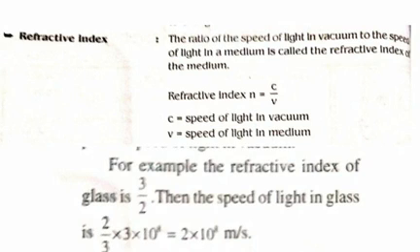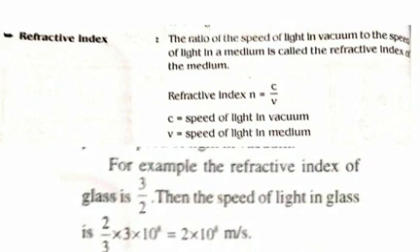The speed of light in a medium is low when the refractive index of the medium is high, and the speed of light in a medium is high when the refractive index of the medium is low. If the speed of light in a medium is low, then the refractive index is high. If the speed of light in a medium is high, then the refractive index is low.